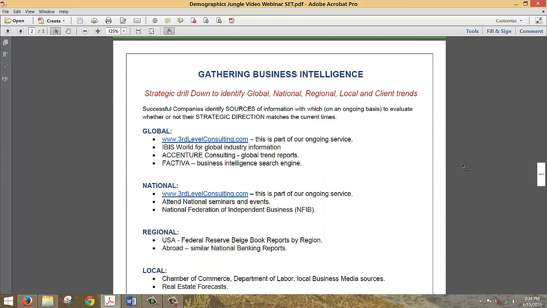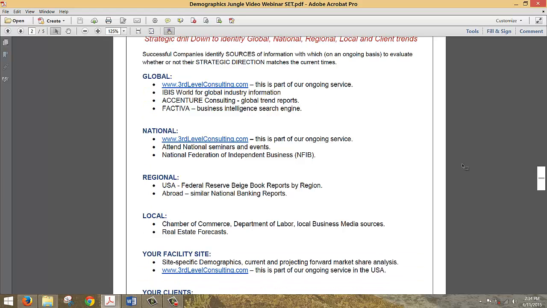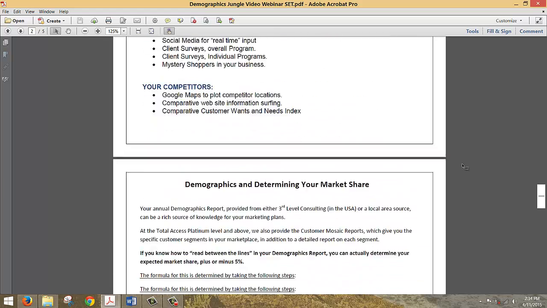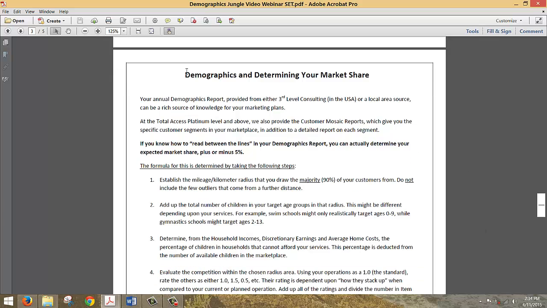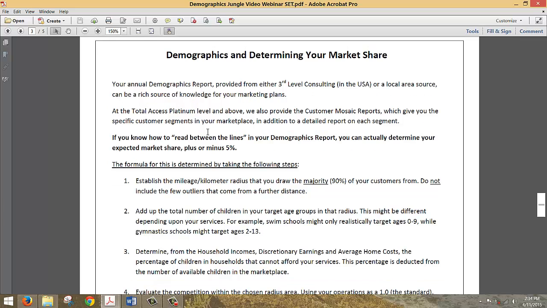There are some other documents here. This one's a Word document that describes the infographic in a little more detail on gathering business intelligence. And here you'll find a document called Demographics and Determining Your Market Share. Now, as a client, you're able to do this. If you're not a member at this point, you may just be taking a couple of screenshots or taking notes.